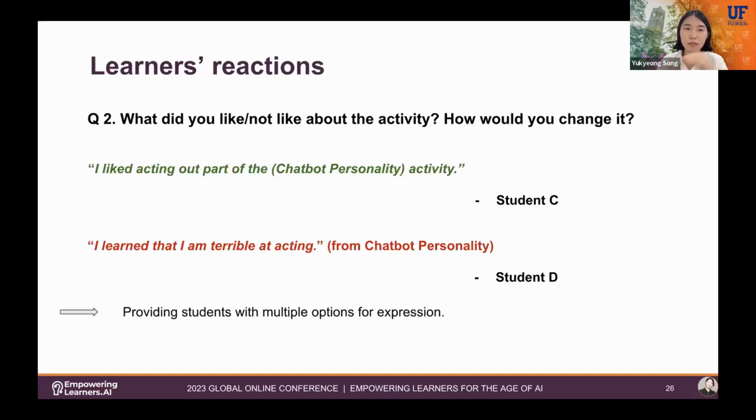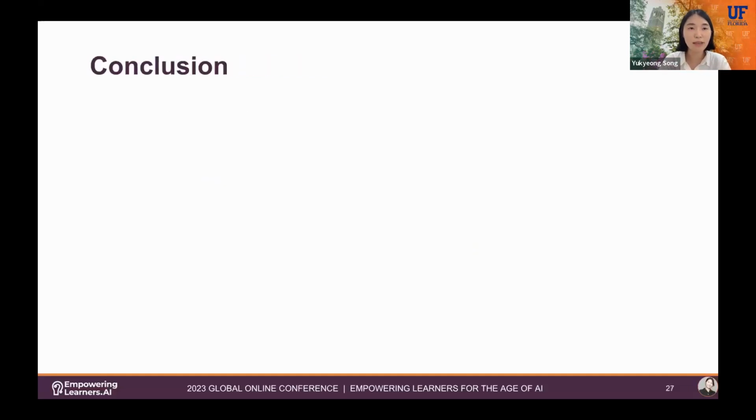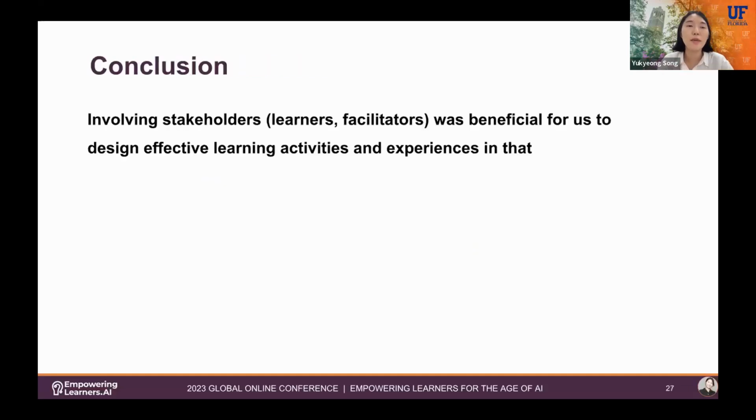So we had a list of lessons learned from our design process. And in conclusion, we think involving stakeholders, in this case learners and facilitators, was beneficial for us to design effective learning activities and experiences.